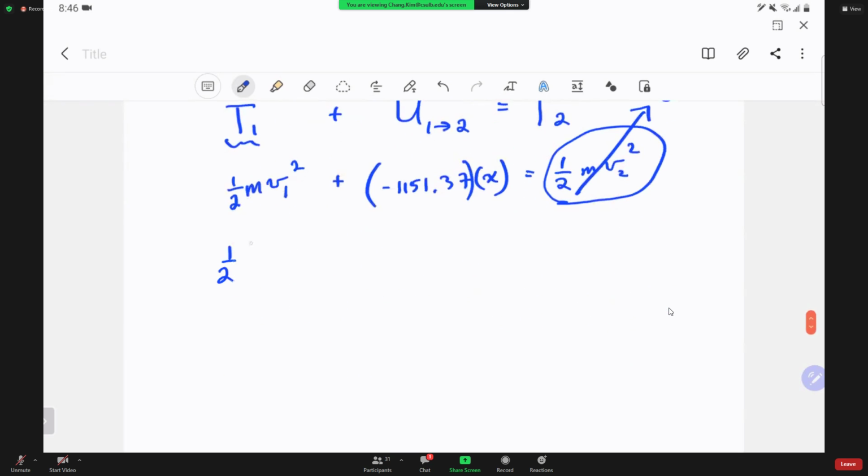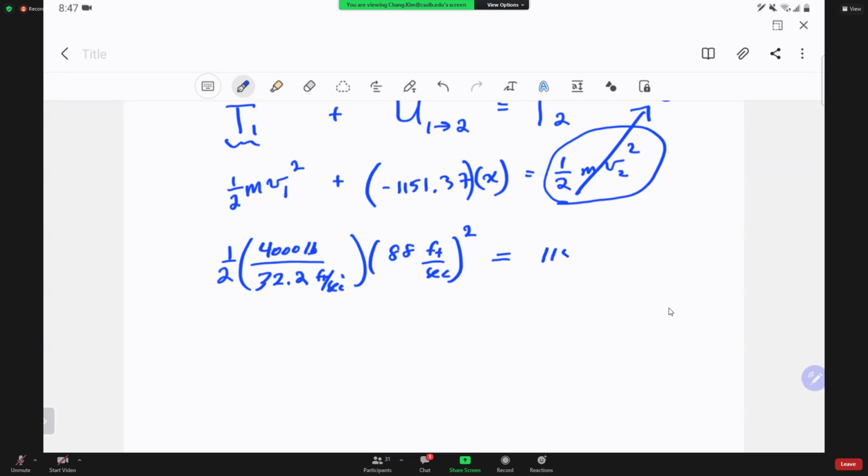So 1/2 mass, where mass is W, the weight, divided by g, so that's 4,000 pounds divided by 32.2 feet per second squared, times the 88 feet per second. Now we square the velocity. And this is going to be equal to 1151.37 times dx. So the stopping distance becomes something like this.